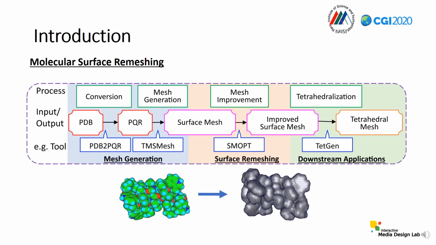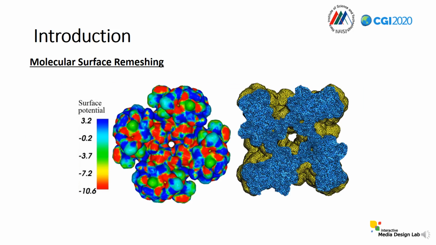Here is an example of protein data at the left side and the corresponding mesh at the right side. Okay, here is an example of the downstream applications. The left one is surface potential visualization, and the right one is the tetrahedral mesh generated by the TetGen software algorithm.